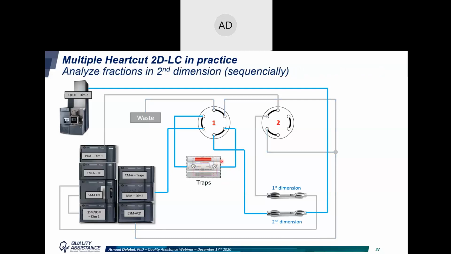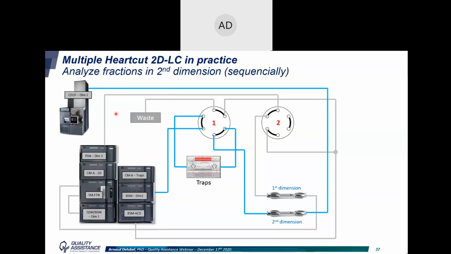And finally, the last step is to analyze the different fractions in the second dimension. So we have a second pump, a BSM in that case. We backflush the trap columns sequentially. First you will backflush the first trap column and send it to the second dimension column, which is a reverse phase material that is used for both desalting and separating the different species in the second dimension, and everything is sent to the QTOF.